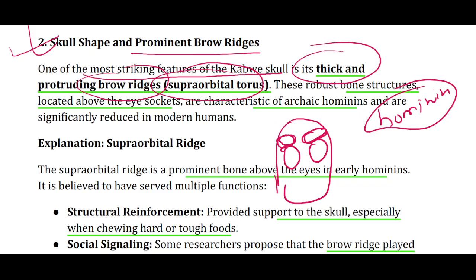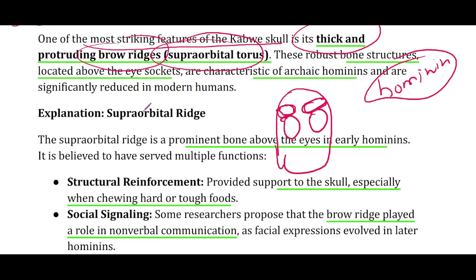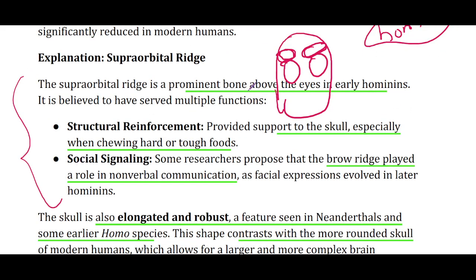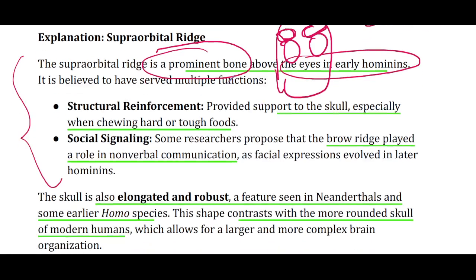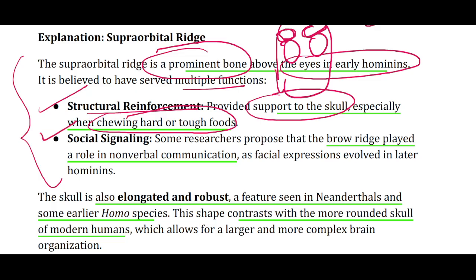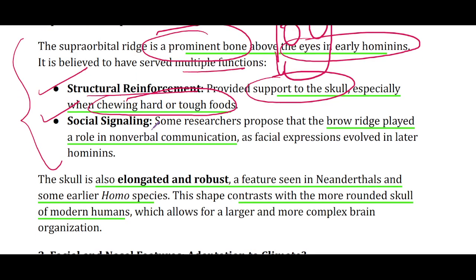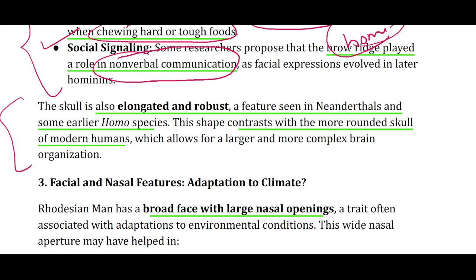These supraorbital ridges were quite thick in this Rhodesian skull, and as for the explanation, these are prominent, robust bone above the eyes in early hominins, and they might have served multiple purposes such as structural reinforcement. These bones provided support to the skull, especially when chewing hard and tough foods, and they might have acted as a cue for non-verbal communication when verbal communication was not available in hominin species. The skull is elongated and robust, which is a feature seen in Neanderthals and early Homo species.